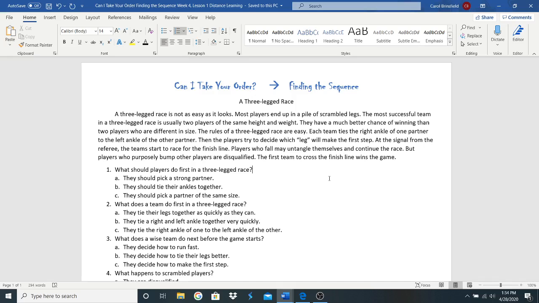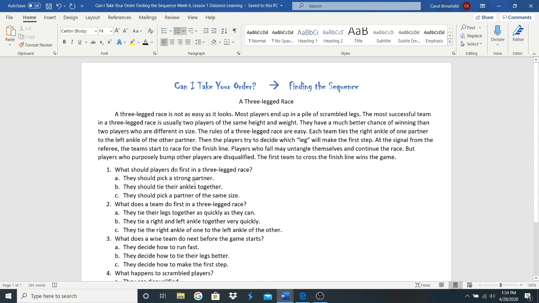Okay, so were you thinking that in our three-legged race, we used what we call toe sacks? We had those burlap bags to put our legs in. And then in this story, they tie the ankles of the different people together. So if you were thinking that, you're right.